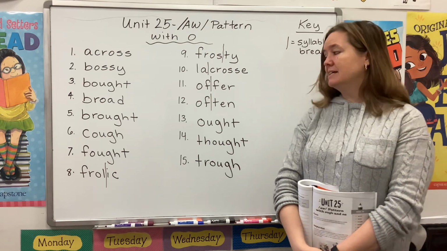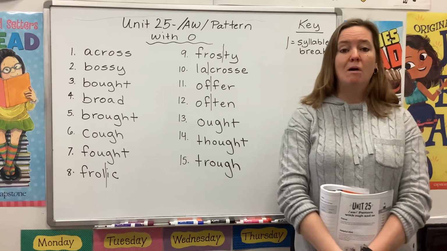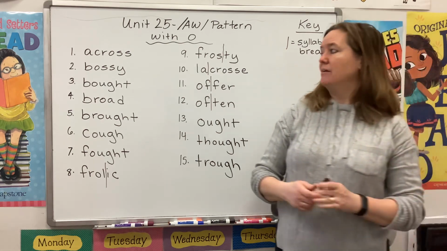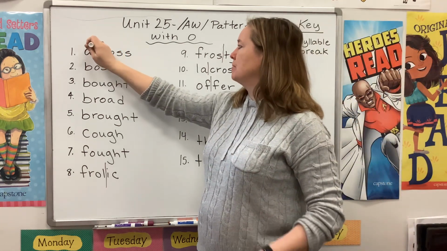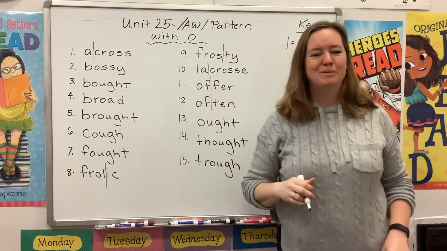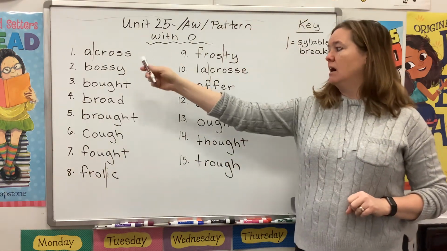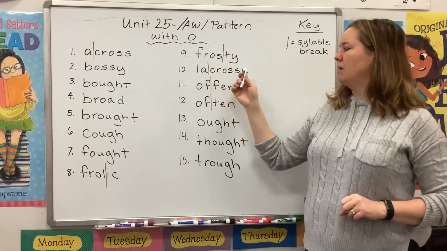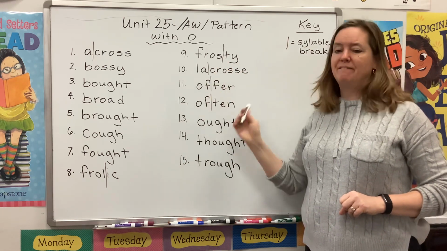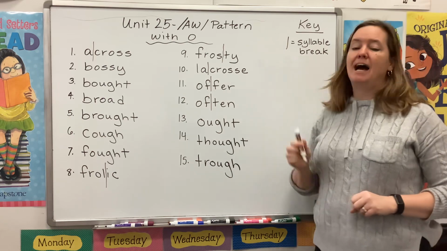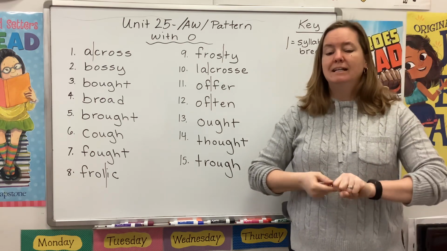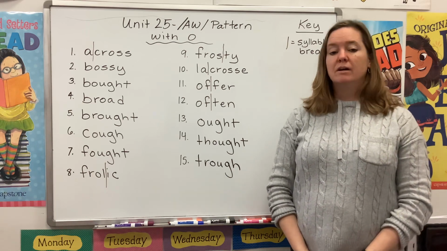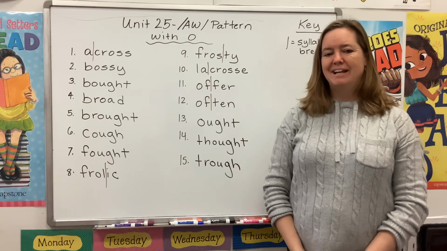So you'll notice this week we have a mix of one-syllable and two-syllable words. I've already gone ahead and broken our two-syllable words into chunks. Across, frolic, frosty, lacrosse, offer, often. In my key, I used a brown vertical line to signify the syllable breaks. If you would like to mark your list up, go ahead and do that now.